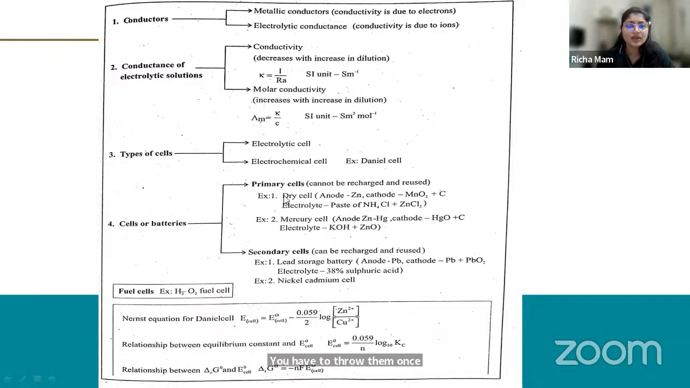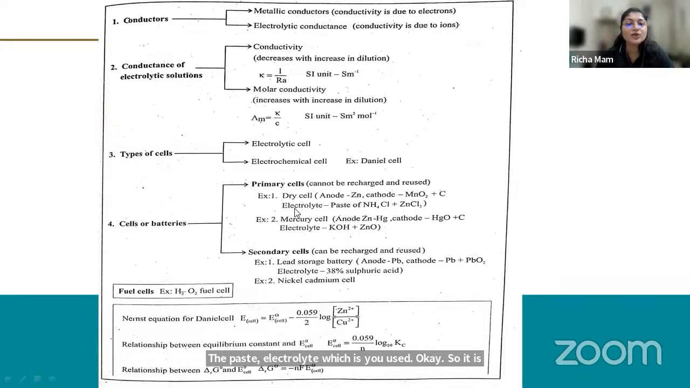Once the cells get discharged, you have to throw them. They cannot be reused. The example is the dry cell. Remember this: the anode is made up of zinc, the cathode is made up of MnO2 plus carbon. The electrolyte is a paste of ammonium chloride plus zinc chloride.